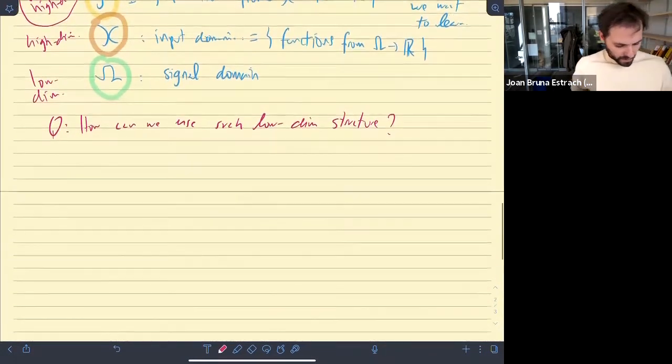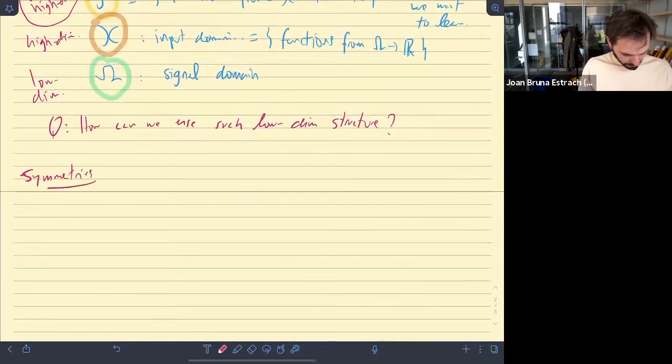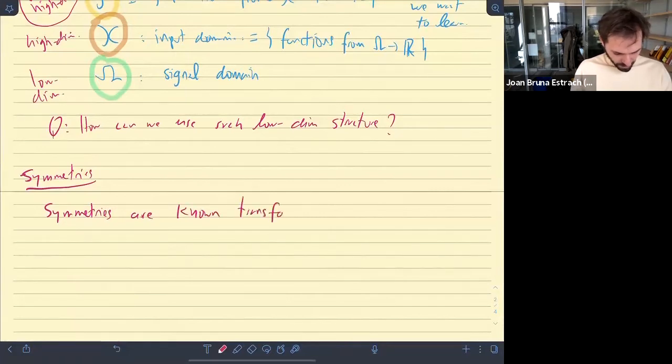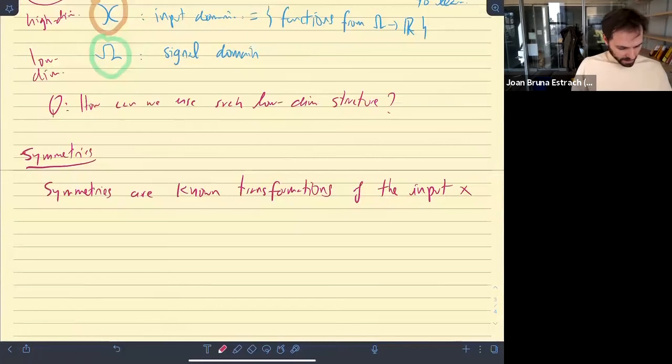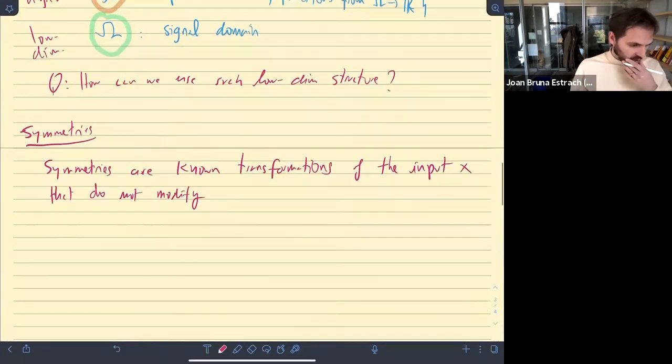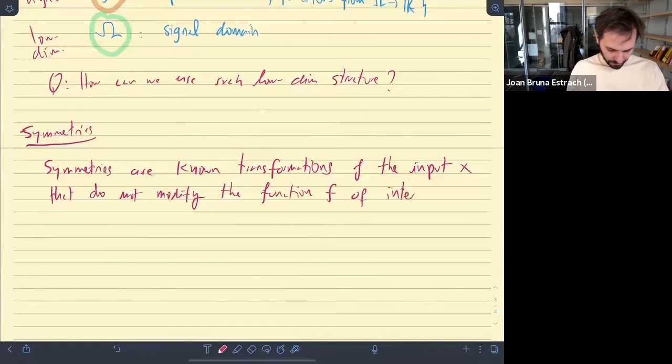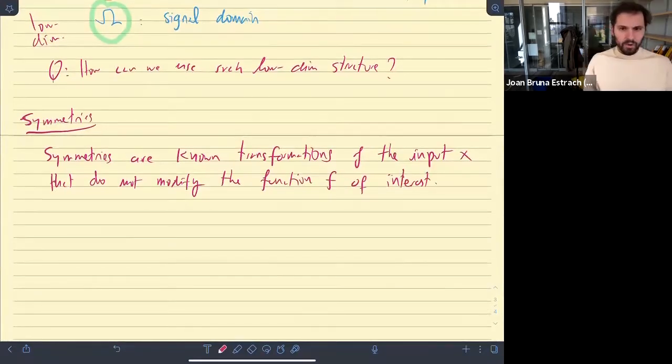For this we are going to introduce the notion of symmetries. So what is a symmetry? Symmetries are known transformations of the input X that do not modify the function of interest. Okay, so more formally.